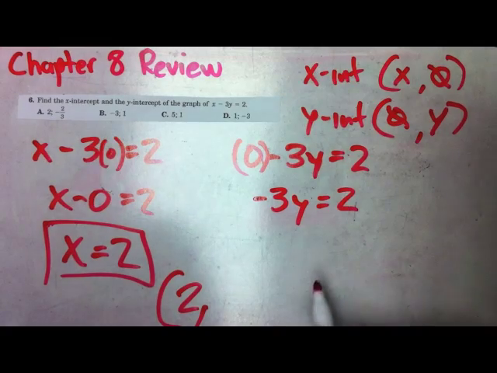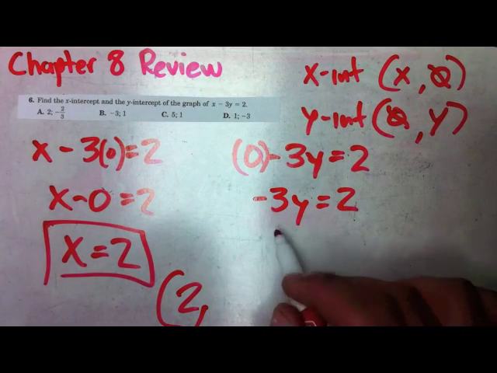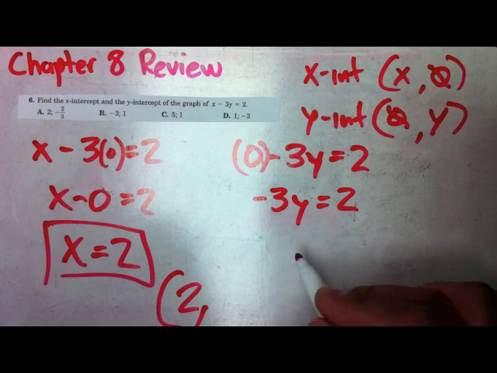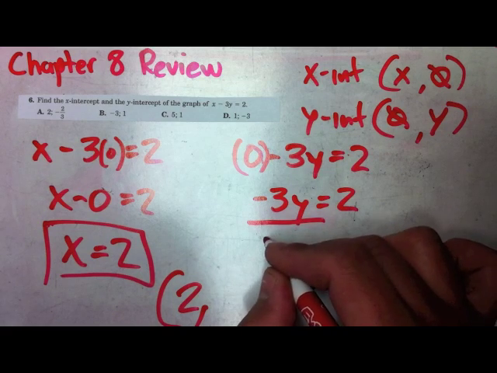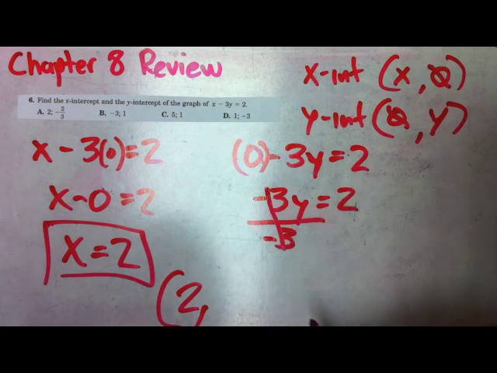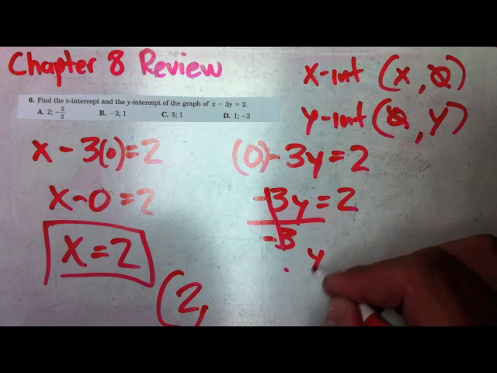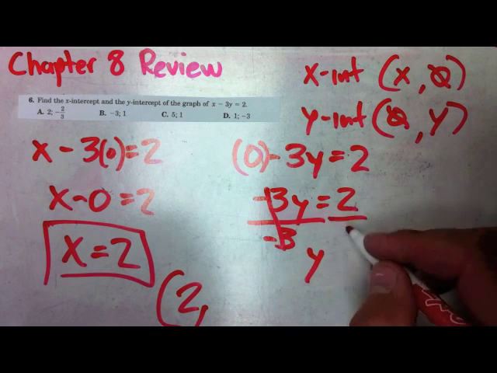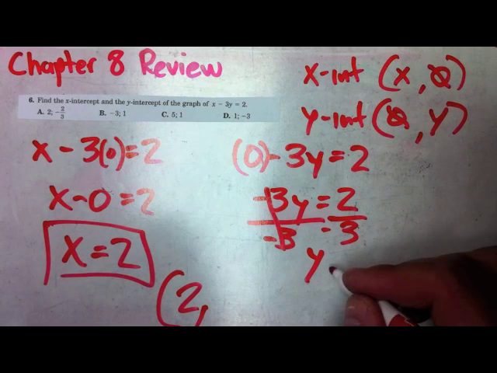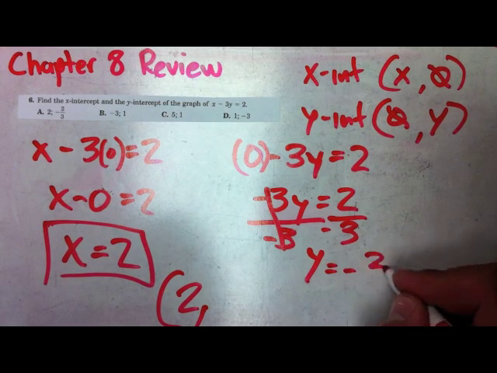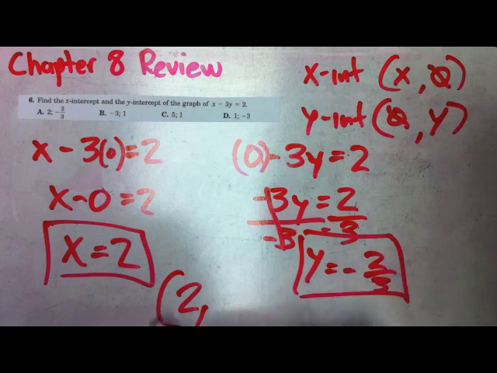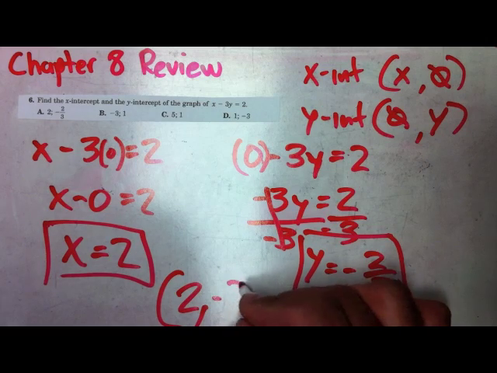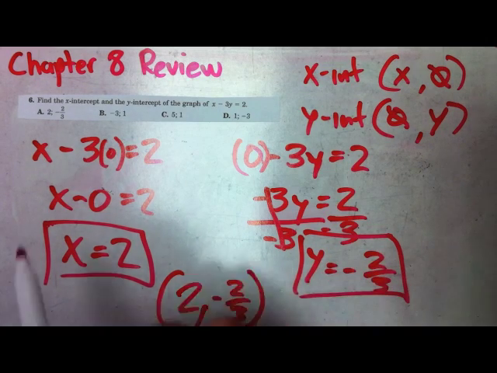I want the y by itself, but it's attached to 3. I definitely don't want the negative either. So I'm going to divide it by, not by 3, because then I still have the negative. But if I divide it by negative 3, that gives me a positive 1, which just gives me y. And then I divide the same thing by negative 3 over here. So then that gives me y equals negative 2/3. So my x and y-intercepts are 2 for x and negative 2/3 for y. So the correct answer is A.